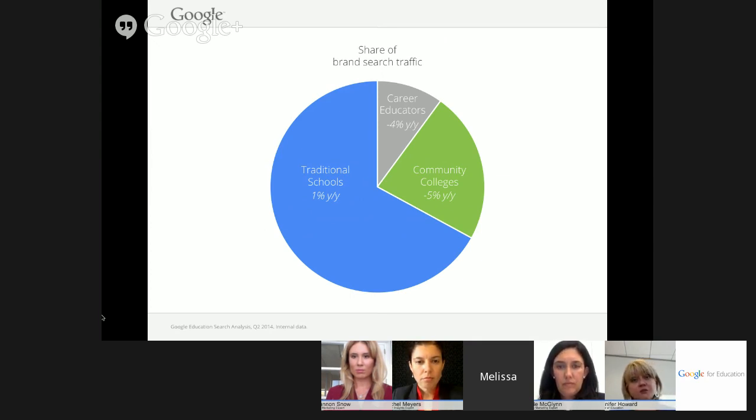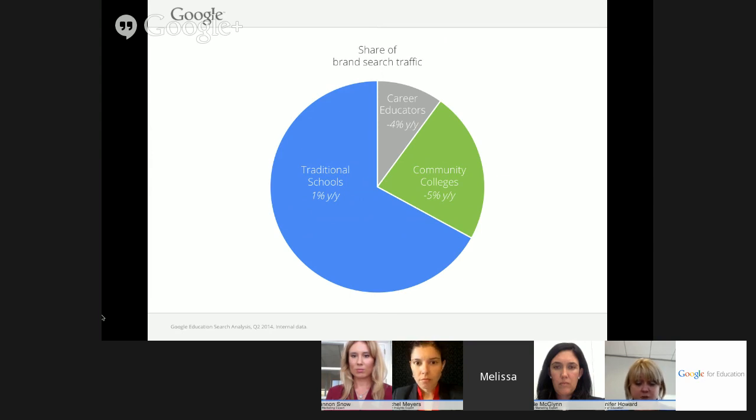And you can also see by the size of the pie, it is the share of the search traffic. So they make up a much larger share of the queries, and they are continuing to grow. So that's one important trend for us to be paying close attention to as more and more students are looking at different types of educational options that are available to them online.